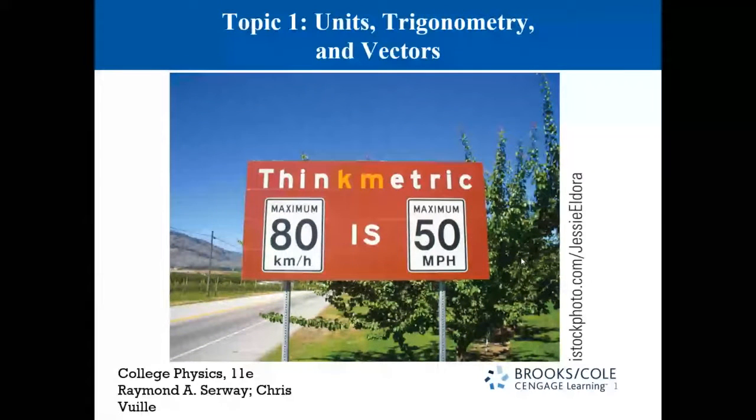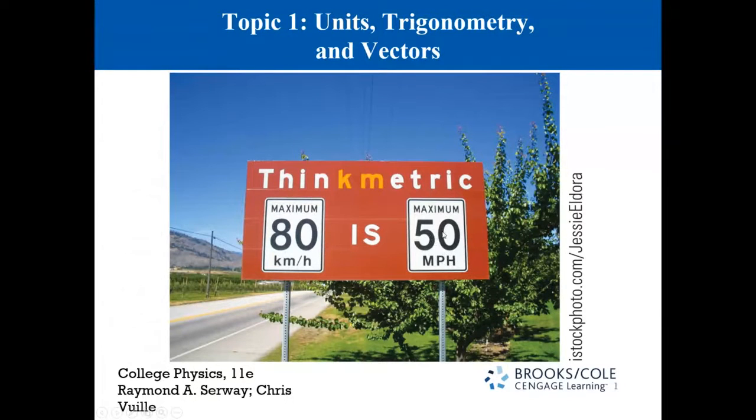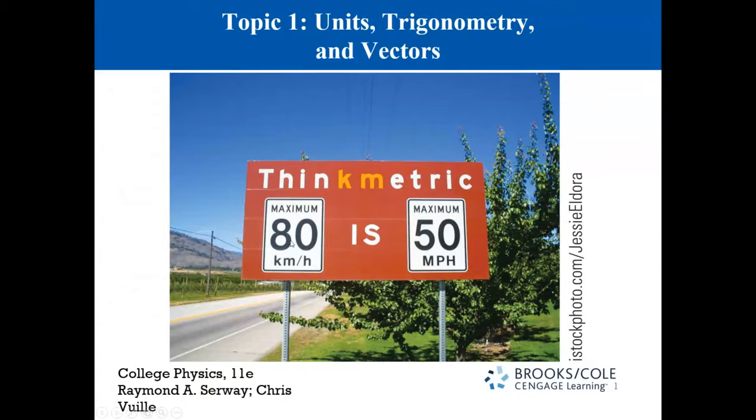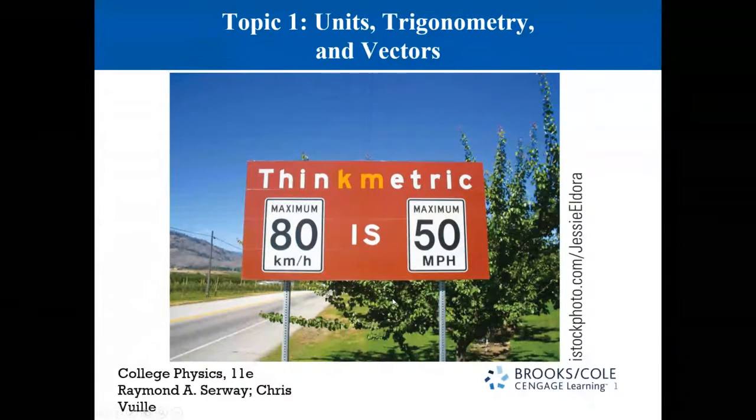The speed limit is 50 miles per hour, which is the same as 80 kilometers per hour. As you can see, we are talking about a speed represented by a number and by a unit. The number is 80, the unit is kilometer per hour. This is using metric units, or this is equivalent to 50 miles per hour. This is just an example of physics.